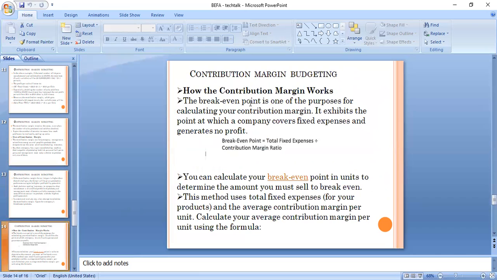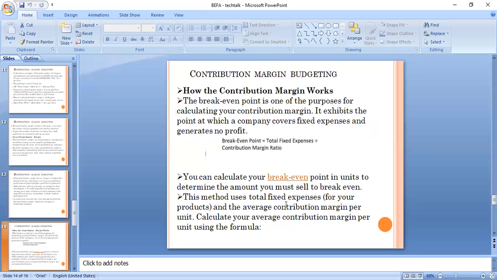How the contribution margin works. The break-even point is one of the purposes for calculating your contribution margin. It exhibits the point at which a company covers fixed expenses and generates no profit. Break-even point equals total fixed expenses divided by contribution margin ratio. You can calculate your break-even point in units to determine the amount you must sell to break even.